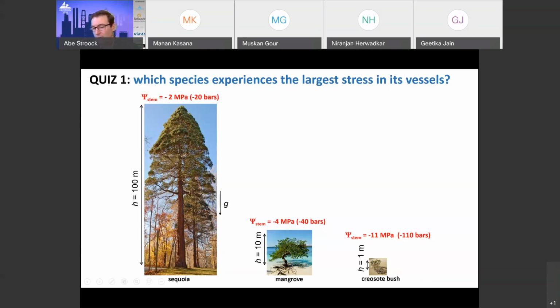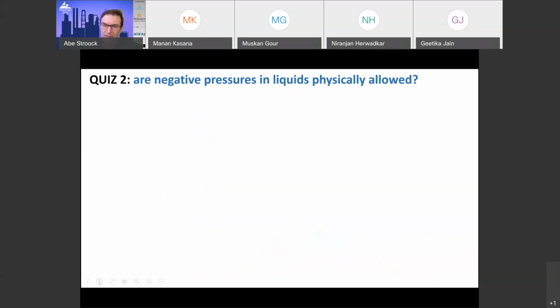This sad-looking little bush has an even more brutal tug of war going on, living in almost desert conditions, holding on to its water against the drying of the environment, the dryness of the environment. So good. Okay, now one more quiz. Are negative pressures in liquids even physically allowable? Does this bother anyone? This idea of absolute negative pressures in liquids?